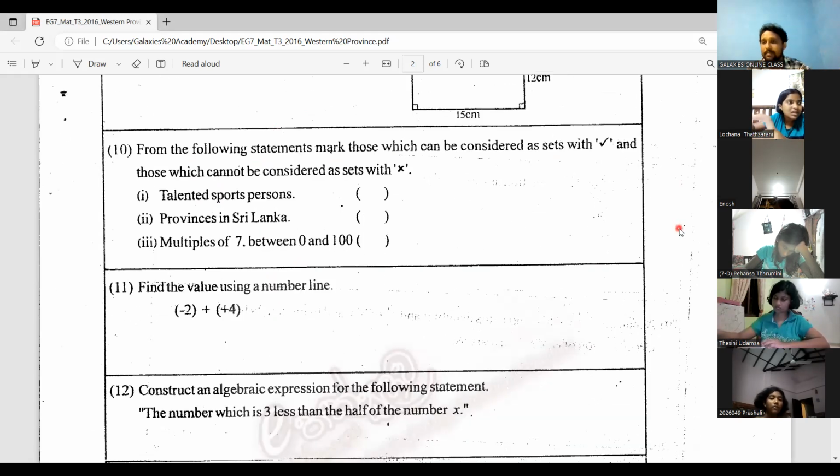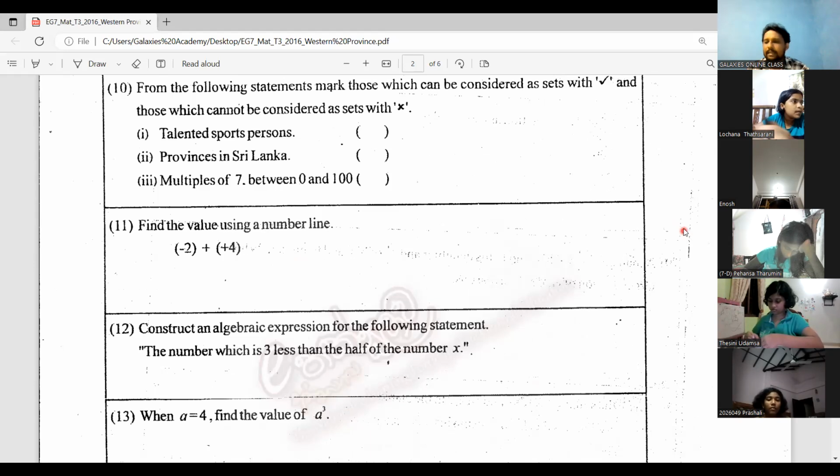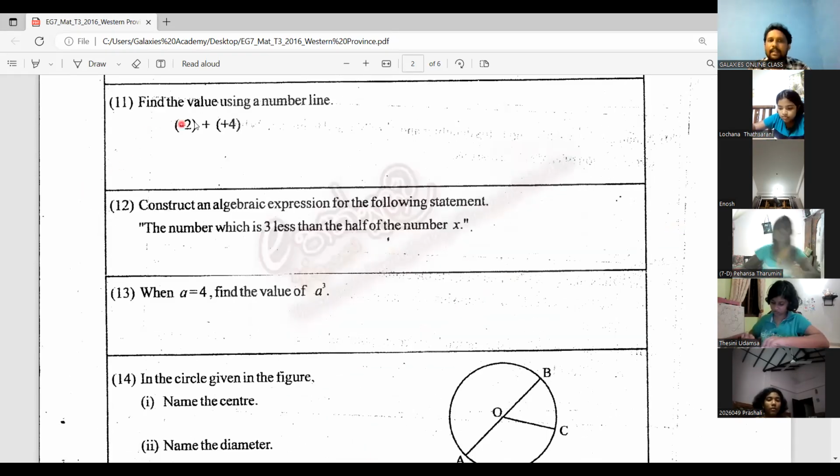Also, before starting the grade 8 class, we discussed some papers. Now again, I will revise, okay, today. Right. Next one, look at find the value using a number line.